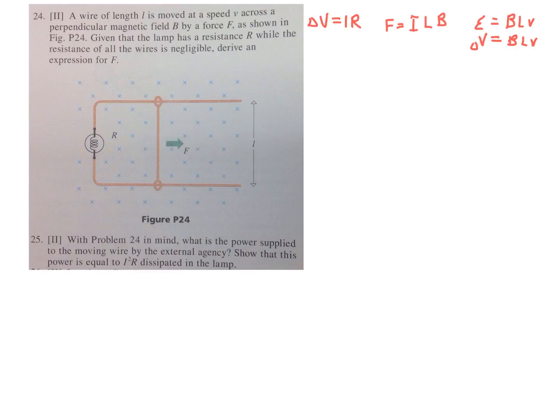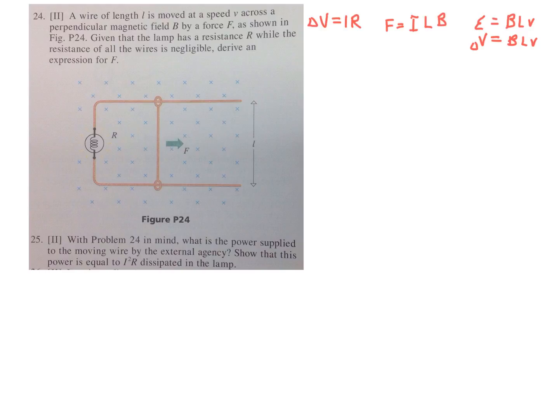I'm looking at some of the key players here, the key equations. Ohm's law, delta V equals IR. F equals ILB, the force on a wire. And E, or delta V, equals BLV, that last equation there. Sorry, I'm trying to write small to get this all in. But once again, capital E or script E, EMF is delta V. Little v here is velocity, so we've got to be a little careful here.